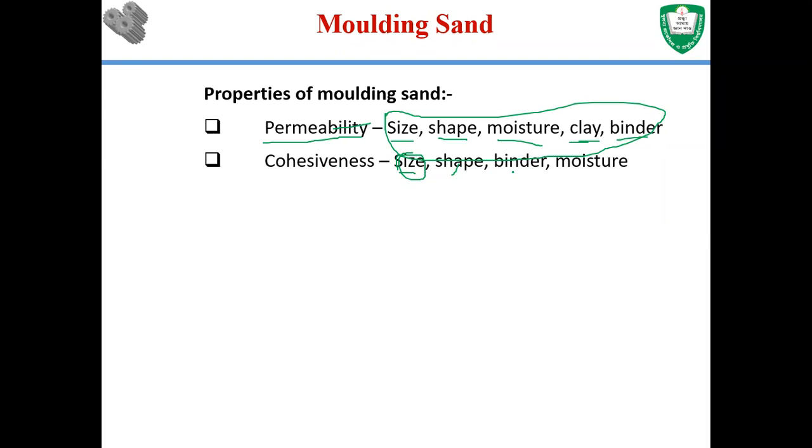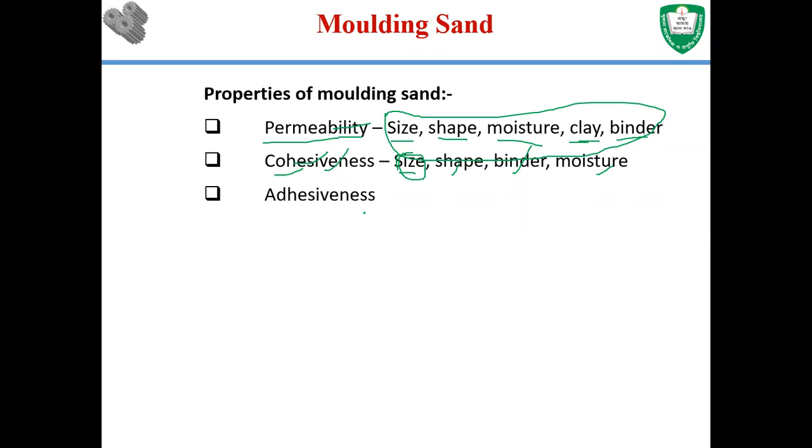The binder content: if the binder content is higher, cohesiveness is higher. If the binder is less, cohesiveness is less. If the moisture content is high, cohesiveness increases. If the moisture content is too high, then you cannot actually make the mold. Okay, if moisture content is low, the cohesiveness will decrease.